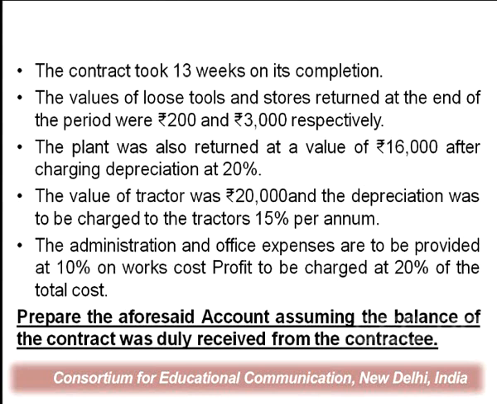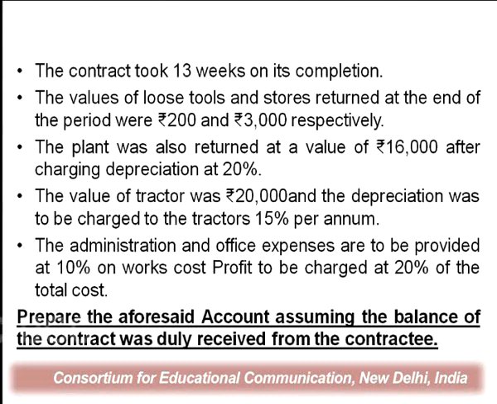In the previous point it says the plant was returned at a value of rupees 16,000 after charging depreciation at 20%. So it means the value of the plant must have been 20,000 because you are charging 20% depreciation. 20% of 20,000 comes to 4,000. So the plant must have been valued at 20,000 rupees, and after the depreciation of 20%, 16,000 rupees worth of plant is being returned to store.